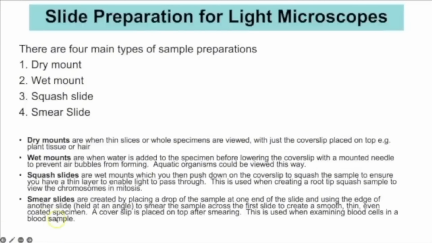And then finally, we have the smear slides. These are created by placing a drop of the sample at one end of the slide and then using the edge of another slide held at an angle to smear the sample across that initial slide. A cover slip is then placed on top. This is used when examining blood cells in a blood sample, for example.